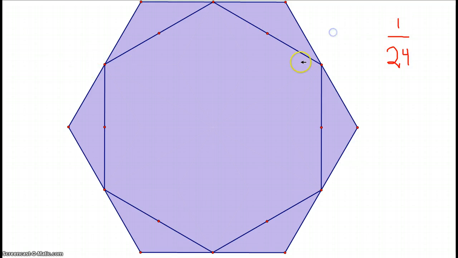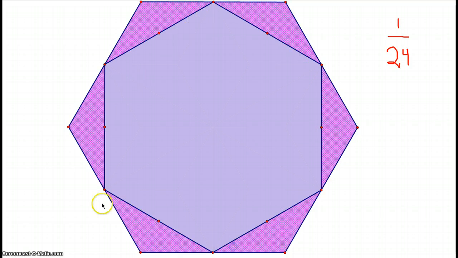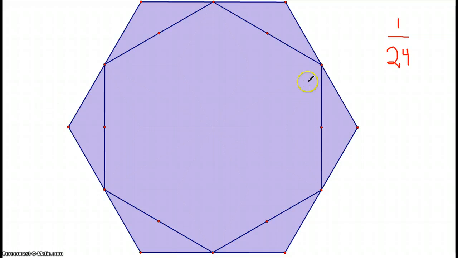And so now we have to find out how much is remaining on the inside. And we notice that there's 1, 2, 3, 4, 5, 6, and we know there's 24 total, so therefore 18/24 or 3/4 is the amount of area that's on this smaller hexagon. So these two numbers, 1/24 and 3/4, are going to come into play.